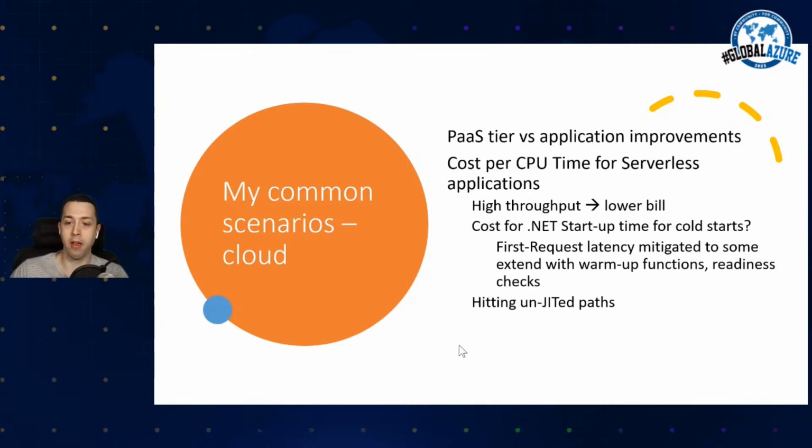And there are some certain costs associated with that, and some of them incur during running, so when I process the throughput that's coming in, but also once I hit unjitted paths, things that have not been called before, they might slow down a particular request. Cost for .NET startup is also considerable. There are some mitigations using warm-up functions, but still first request latency is usually a very, very high concern in .NET.